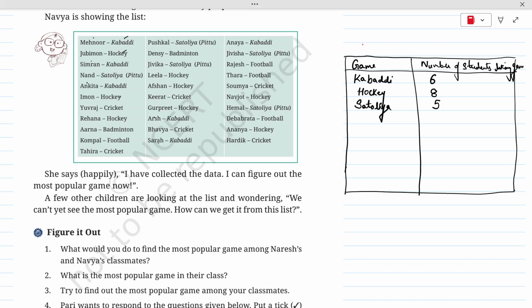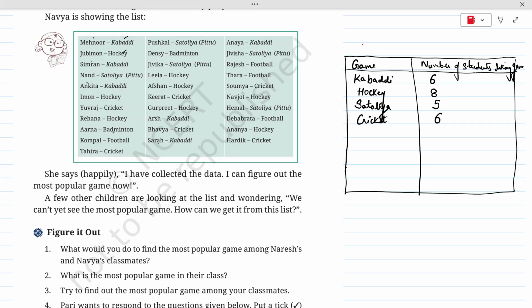Okay. Next, we are done with kabaddi, hockey, and satolia. Next, we have cricket. So I am writing cricket here first. How many people like cricket? Yuvraj is 1, Tahira is 2, Kirat is 3, Bhavya is 4, Soumya is 5, and then Hardik is 6. So cricket is liked by 6 students.